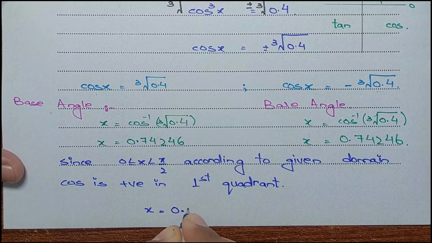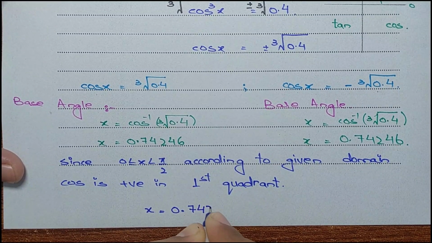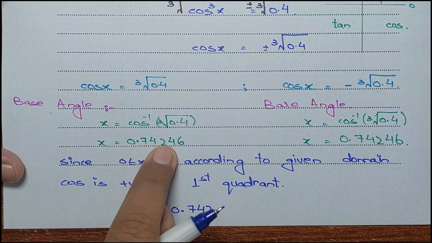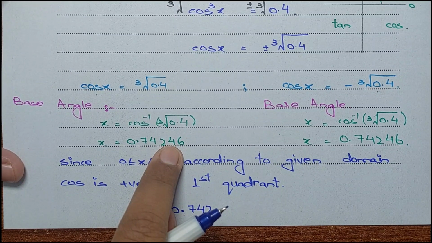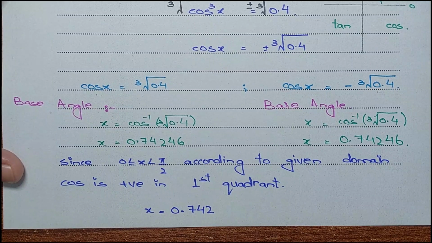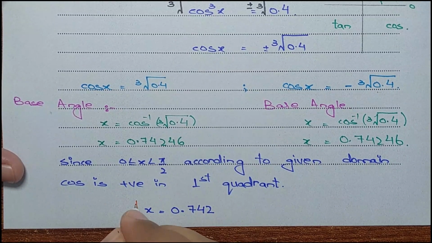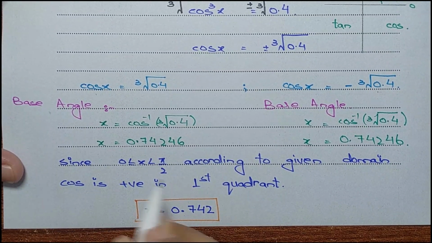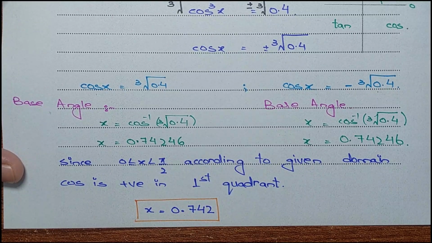significant figures. 0 is not a significant figure, 7 is a significant figure, 4 is a significant figure, and then we have 2, because the next digit is 4. It is not 5 or more than 5. If it is, then we round up. So the x value is 0.742 radians. This is the only solution which is between 0 and pi by 2.